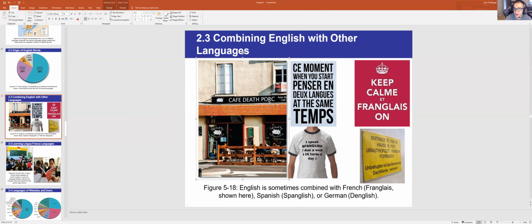So cafe death pork, right? I speak Spanglish 7 días a week and 24 hours al day, or it should be dia, but whatever, right? You get the idea. So combining languages is also popular, especially when you have two predominant languages in an area, right? It just happens that, in Quebec, French happens to be institutionalized. And even if you look in parts of Texas, there is predominantly only Spanish being spoken, and yet still a lot of the signs are still in English.